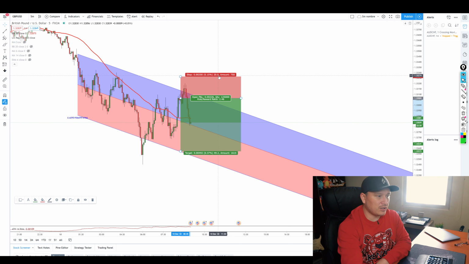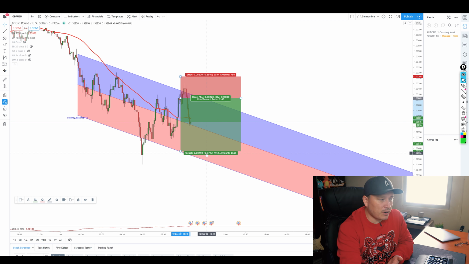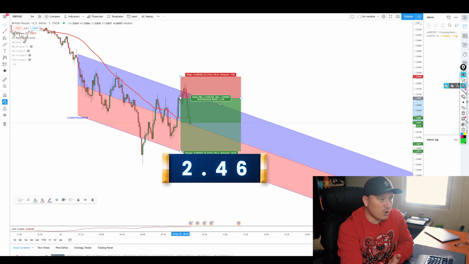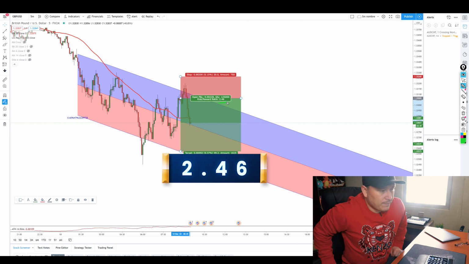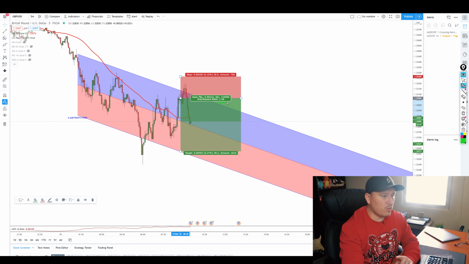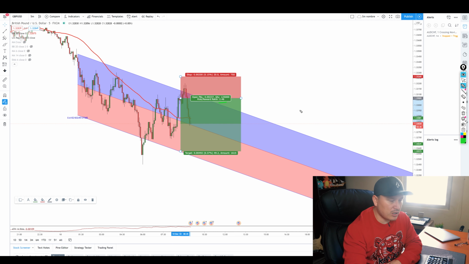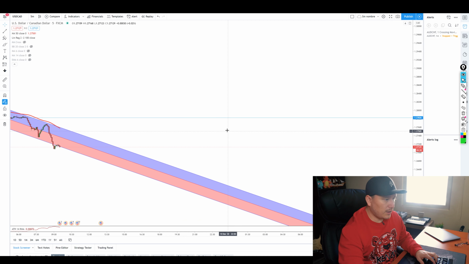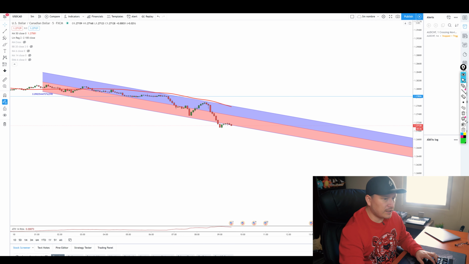As you can see right here, this is my stop loss, and this is my take profit, which is around a 2.46 risk reward ratio. Okay, so this is just one example, and if you want to, let's jump into a different pair so that we can see another entry point. Let's take a look at this pair.